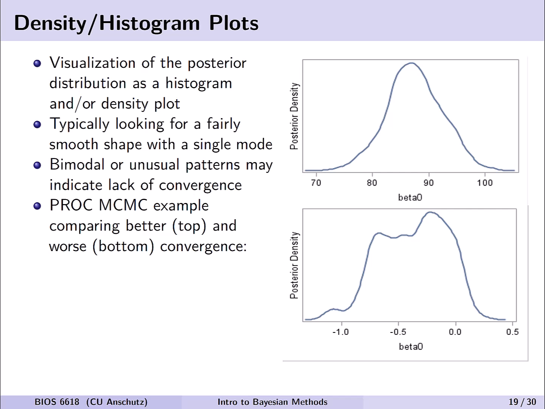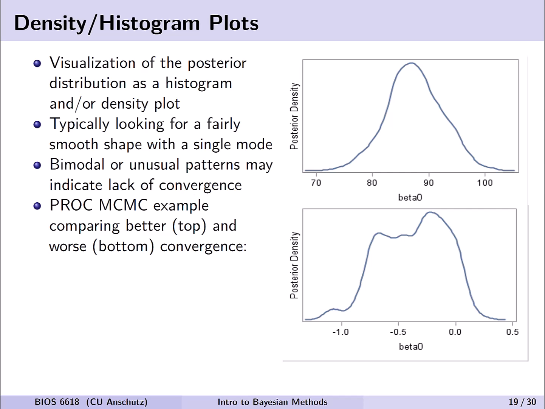Another plot that I think is of great interest and use in Bayesian analyses is this idea of density or histogram plots. Now these are essentially visualizations of the posterior distribution as either a histogram or a density plot from your posterior chains or your data. Typically we're looking for a fairly smooth shape with a single mode, but we also might identify that there are bimodal or unusual patterns that could either indicate lack of convergence or the need for a more sophisticated model.